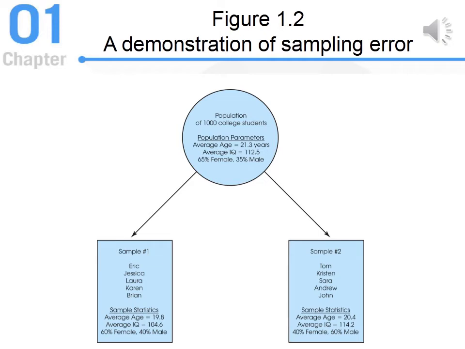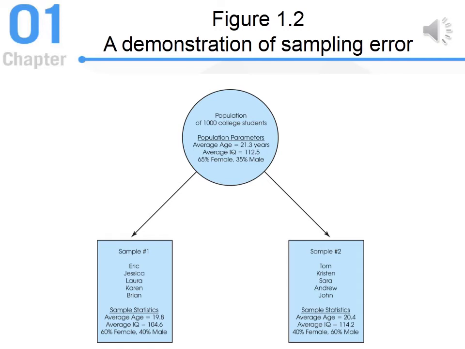Here's a graphic depicting the issue of sampling error. In the circle, a population of 1,000 college students is represented. The average age, average IQ, and proportion of males and females are represented as population parameters. Then, in the boxes below, you'll see that two different samples have been drawn, sample 1 and sample 2, each with 5 different people drawn from the overall population of college students.